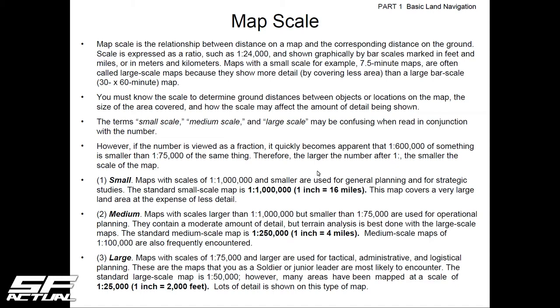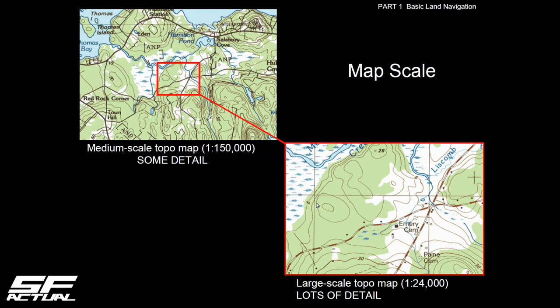I know that seems backwards, but it just means that you're getting way more information on a map. It's just not as much area. Just think about how far we can walk. We can't walk as far as a car or a plane, so we want to use these large-scale maps. So here in this case, you can see a medium scale at 1 in 150 thousandths.